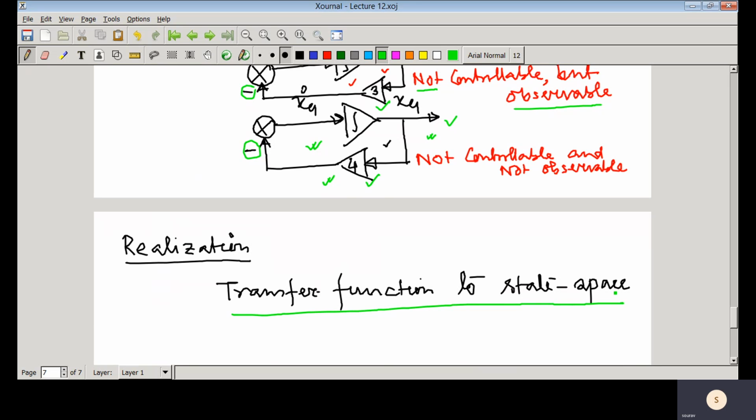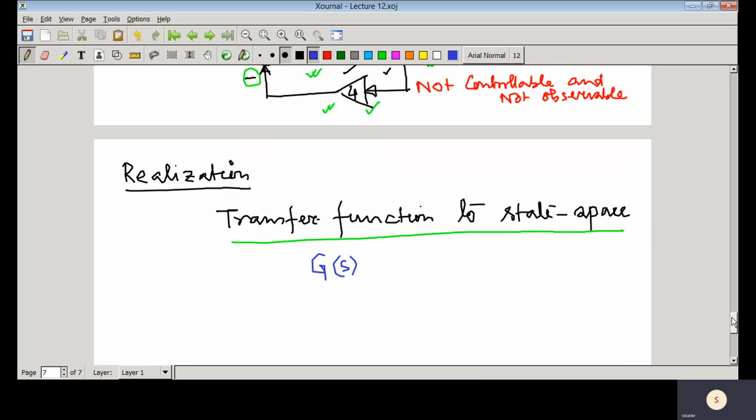That means a transfer function is given, G(s) is given. You need to find what is A, B, C, D. So whenever you are asked to solve a realization problem, it means a transfer function or transfer function matrix is given, and you need to find what are the state space matrices.